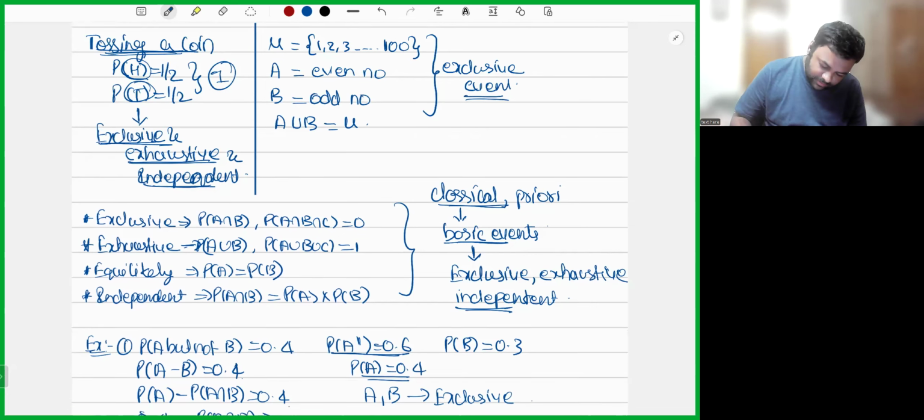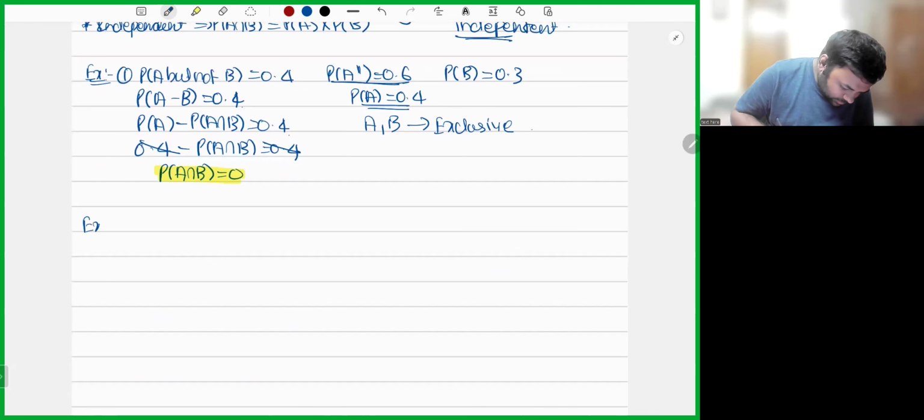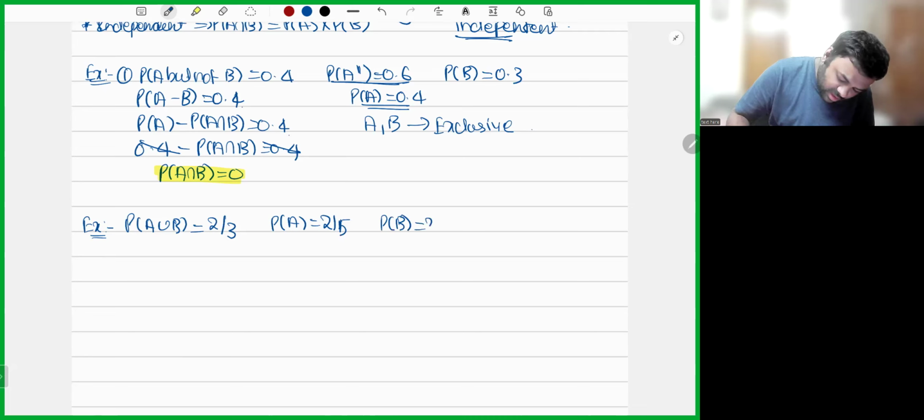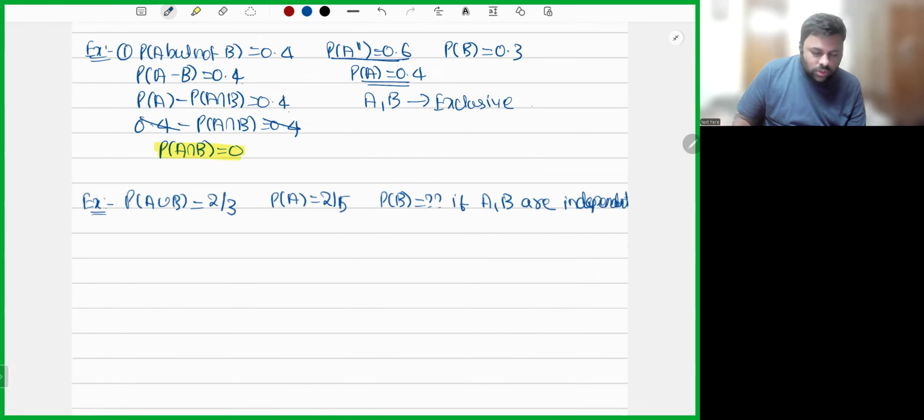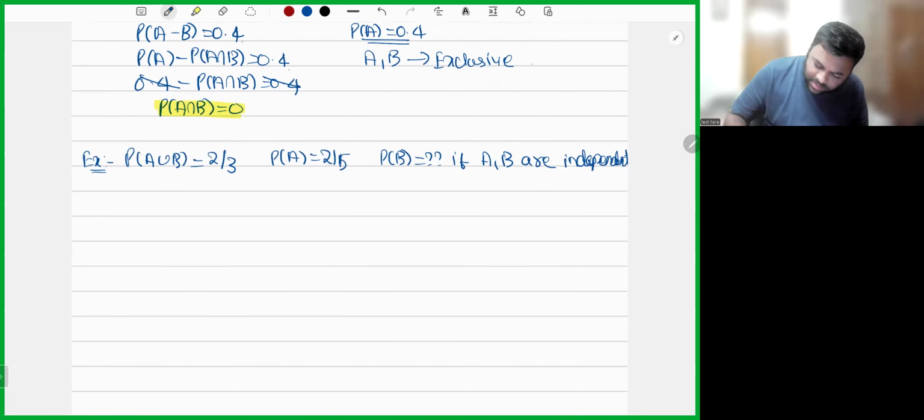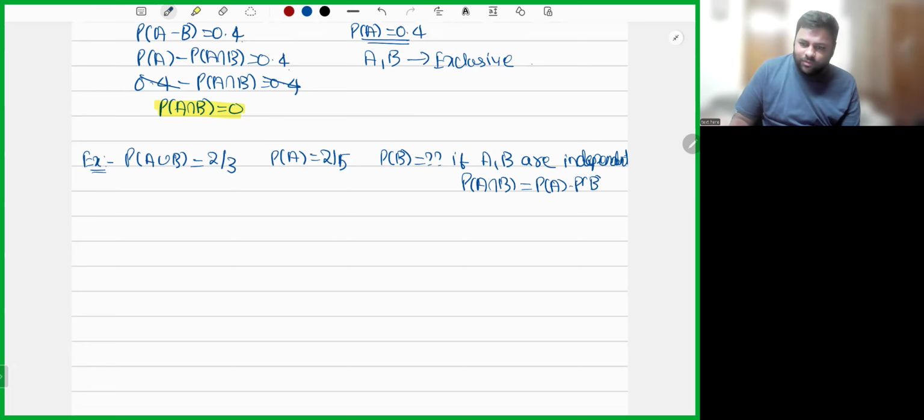Now, let's see one more example. I'm telling you P of A union B is 2 by 3. P of A is equal to 2 by 5. I'm asking what is P of B, if A and B are independent. Okay. Now, let's see how to solve this, my dear friends. It's quite simple. He's telling A and B are independent. So can I say P of A intersection B will be equal to P of A into P of B? Yes, sir. P of A intersection B is P of A into P of B.